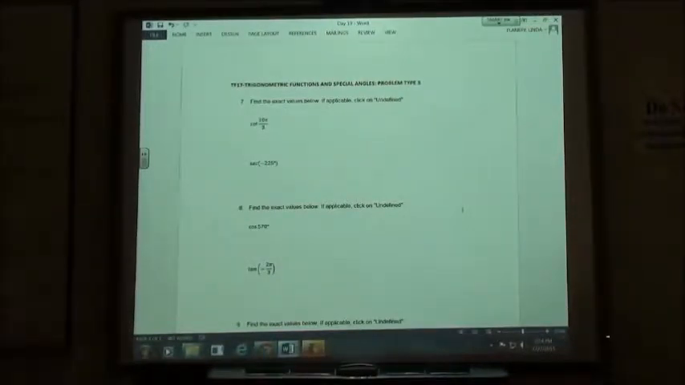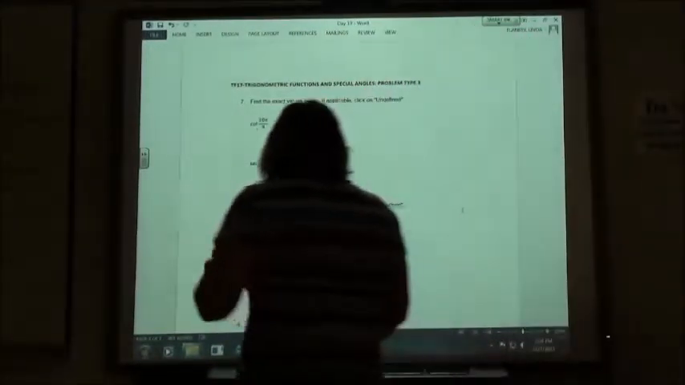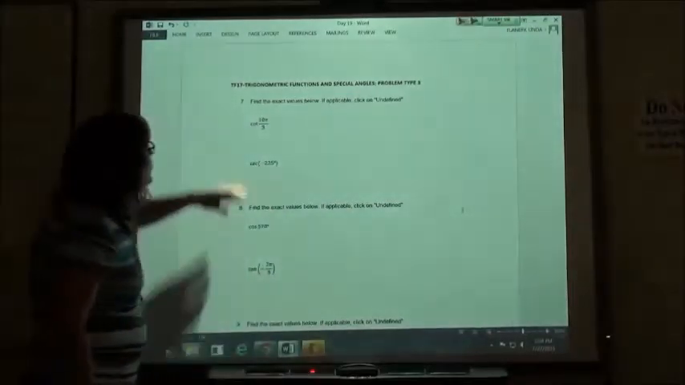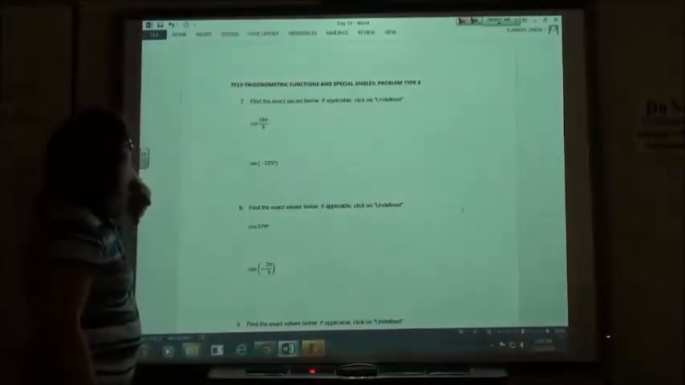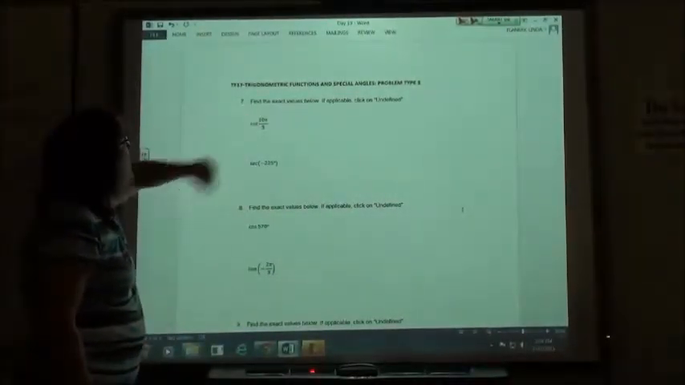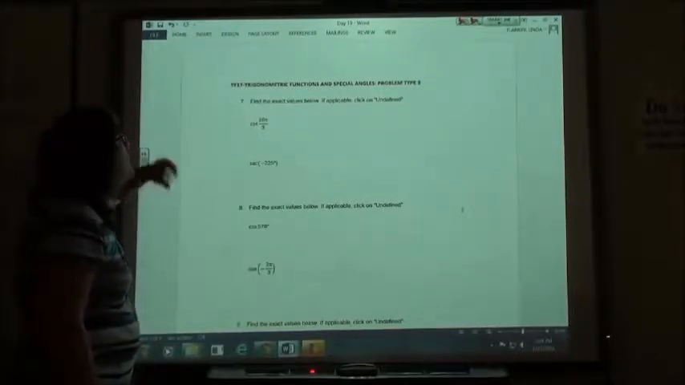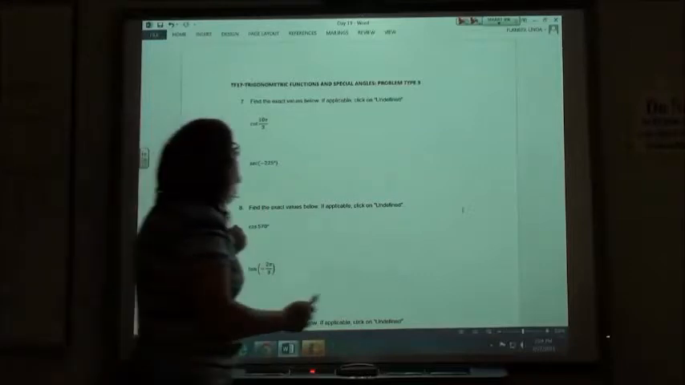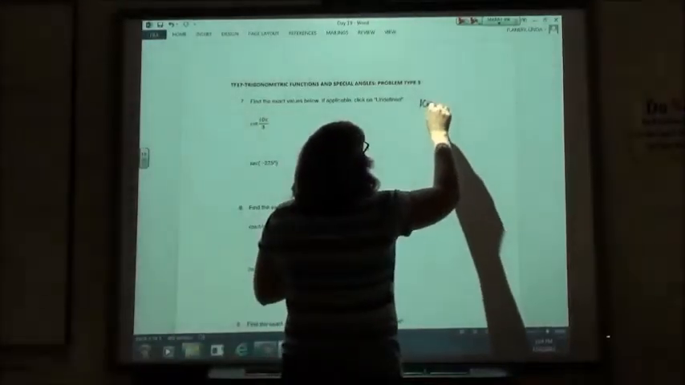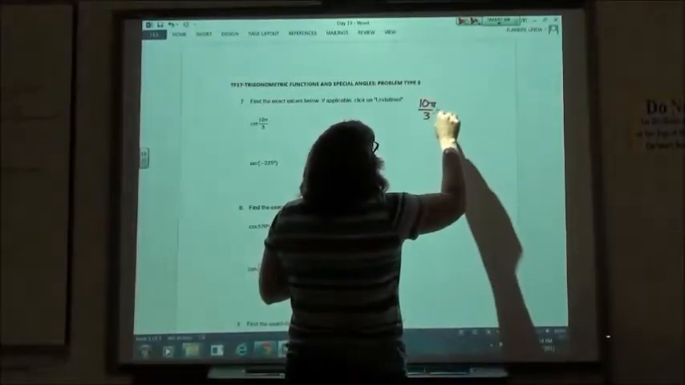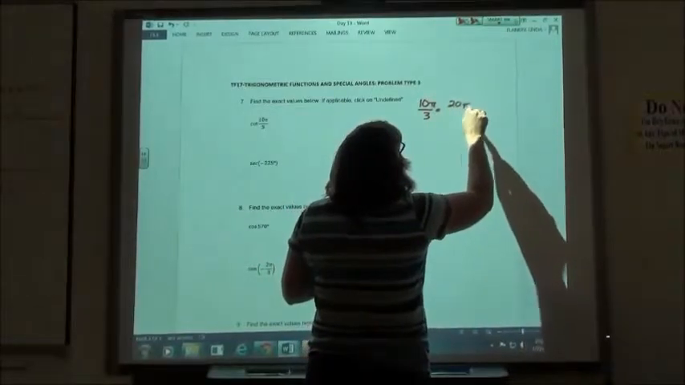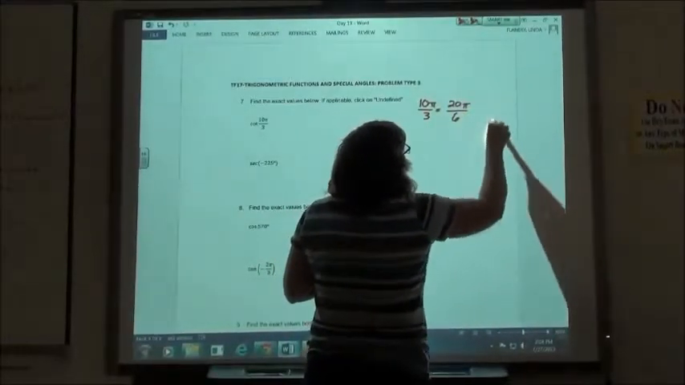Seven, 8, and 9, pretty much like we did before, only now we have a little bit more tricky things in order to figure out. So here we have 10 pi over 3. When we figure out our angle, we want it to be pi over 6. So 10 pi over 3 is the same thing as 20 pi over 6.